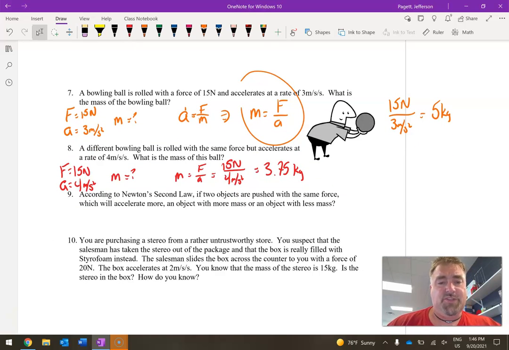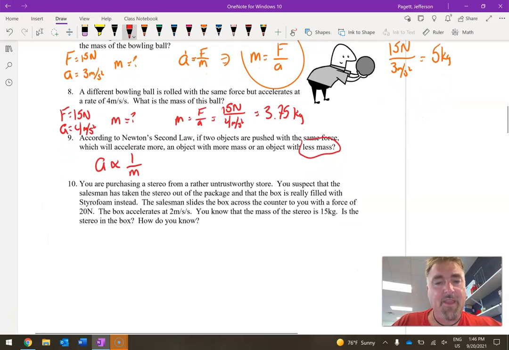Number 9, according to Newton's second law, if two objects are pushed with the same force, which will accelerate more, an object with more mass or an object with less mass? Remember that acceleration is inversely proportional to mass. So the smaller the mass, the greater the acceleration. So obviously the choice has got to be less mass here.